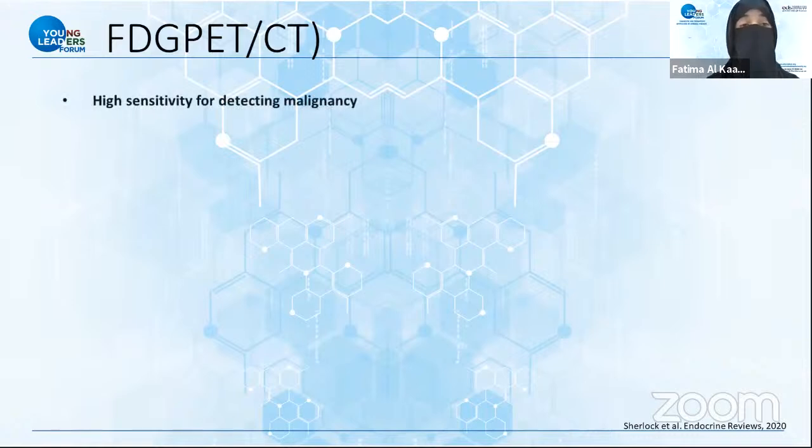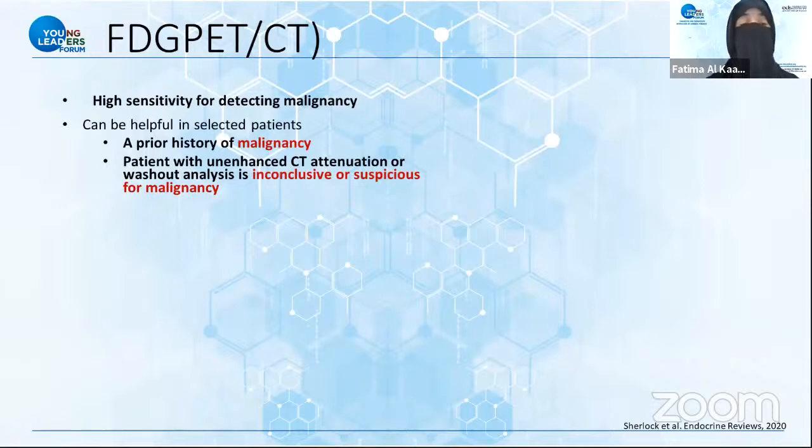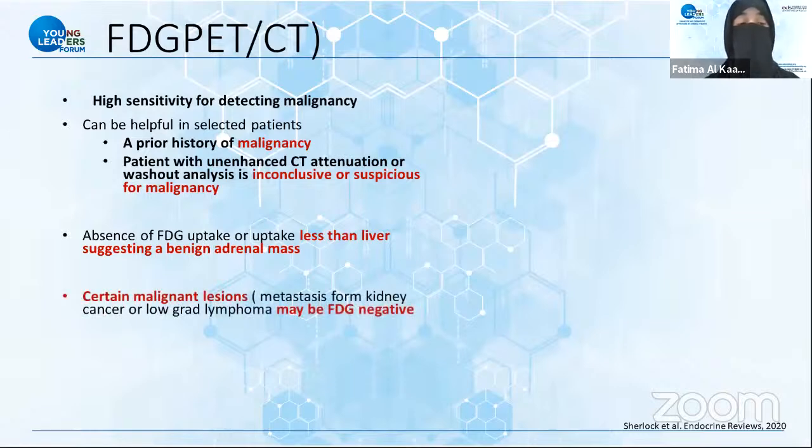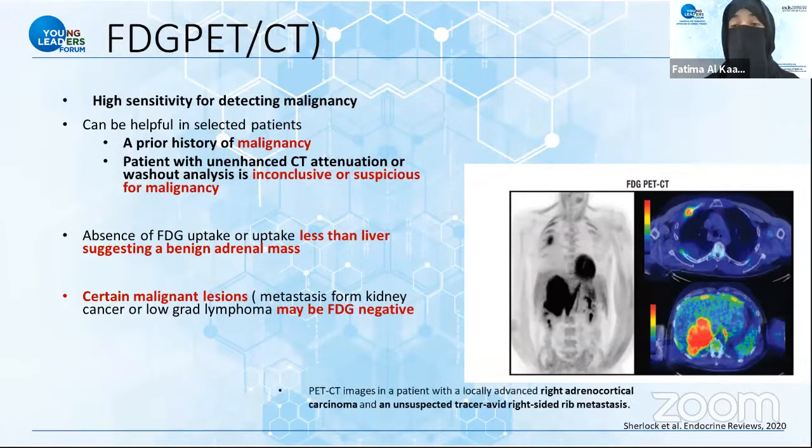Moving to FDG PET with CT, it is highly sensitive for detecting malignancy and can be helpful in selected patients when there is a prior history of malignancy or when the unenhanced CT and washout analysis are inconclusive or suspicious for malignancy. Absence of FDG uptake or uptake less than the liver suggests a benign adrenal mass. We have to be careful, as certain malignant lesions may be FDG negative, like metastasis from kidney cancer or low grade lymphoma. Here, an image of right adrenal carcinoma with right side rib metastasis.